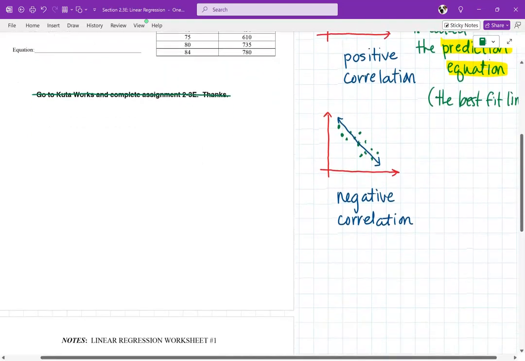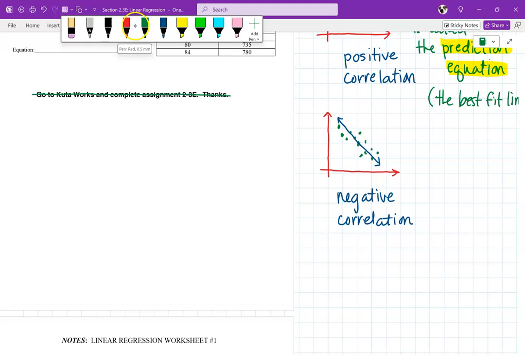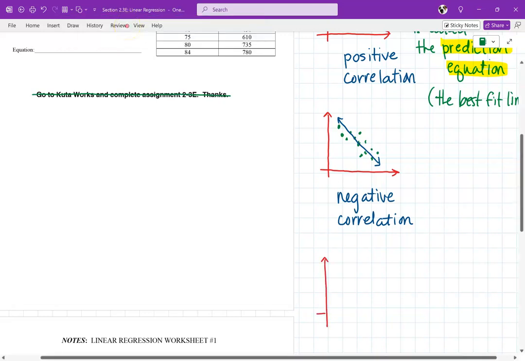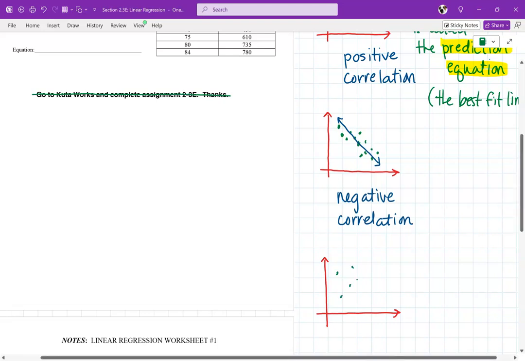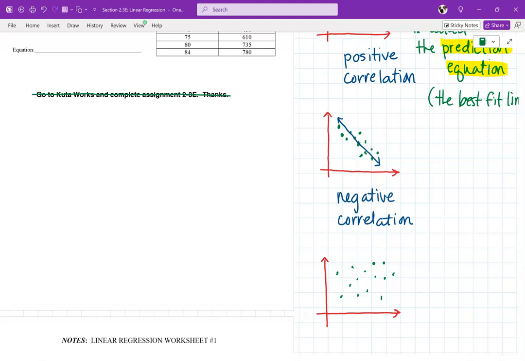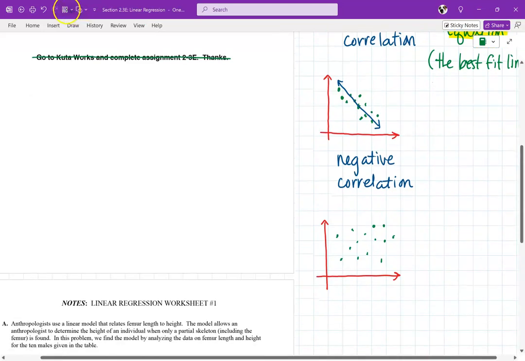So there is one more correlation. If there's a positive and a negative, does anybody remember what the last one is? It's called none, neutral or none. If it has no correlation, it's scattered in a way that I can't really tell if it's going up or down. And I'm not going to draw a line straight because I don't even know if it's going straight. Maybe it's trending up, I have no idea. Something like this will have no correlation.